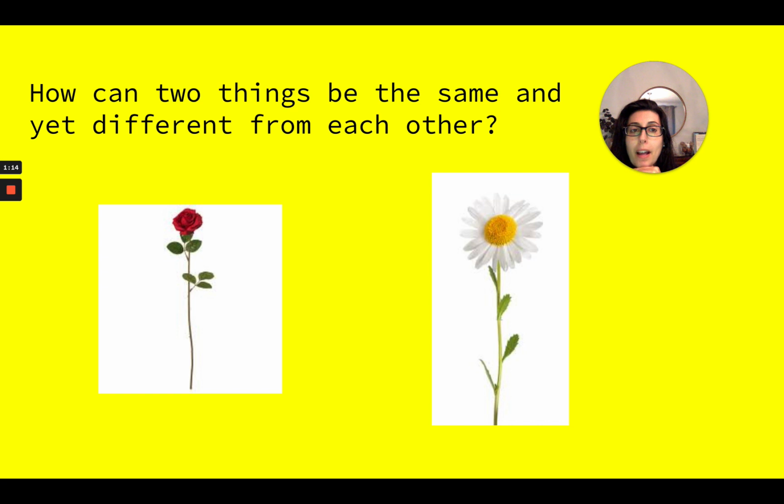Now, let's think about how they're different. Can you again whisper into your hand ways that these two flowers are different from each other? Ready, set, go.